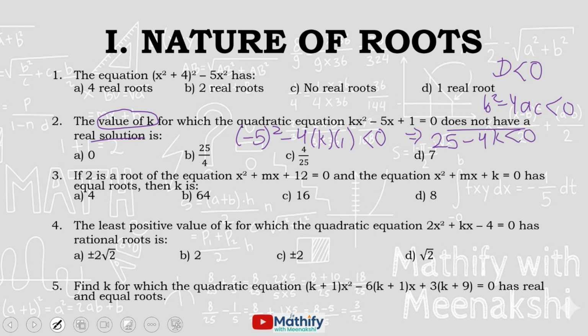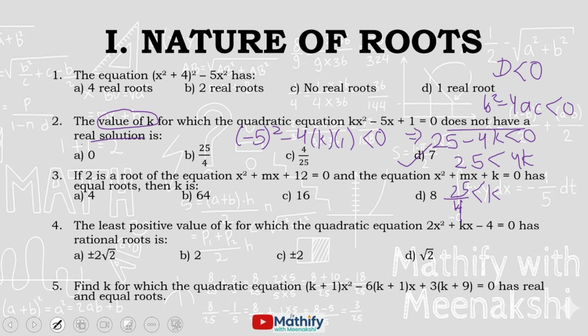If you transpose 4k to that side, it becomes positive. That is 25 is less than 4k, or you can say k is greater than 25 by 4. Now, what is 25 by 4? It's around 6 point something, exactly 6.25. So you have to find the value that is just more than 6 point something. There is only one option, that is 7, which is more than 25 by 4. So the second question answer is option D.